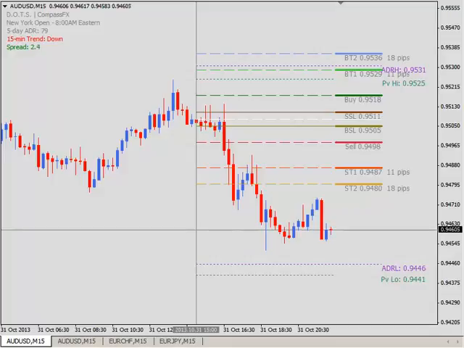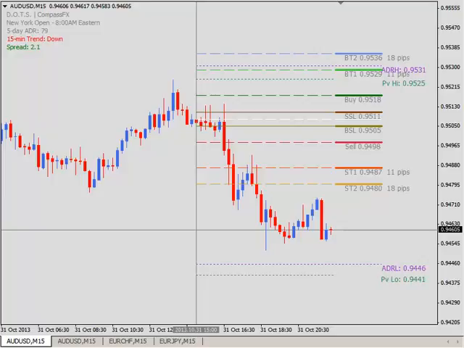Over the last couple of days, I've talked about the average daily range. And when the market's range bound, you're trying to figure out which way it's going to go. Oftentimes, if you look at the average daily range, it'll give you near-term resistance and near-term support levels that you can look at as potential targets.